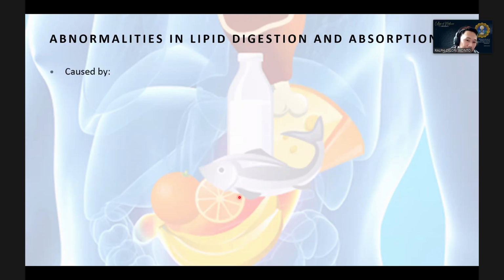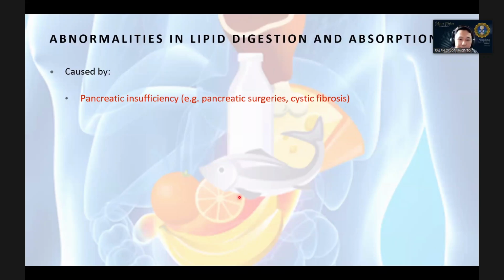This is something to do with abnormalities in your lipid digestion and absorption. It can be caused by certain things. So pancreatic insufficiency. If there are pancreatic surgeries, you remove certain areas of your pancreas such that the secretion of your acinar cells would be affected. Cystic fibrosis.